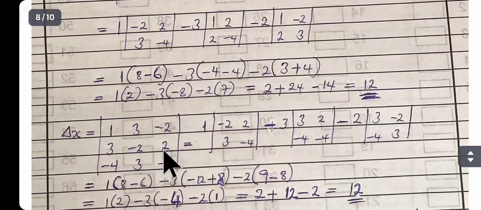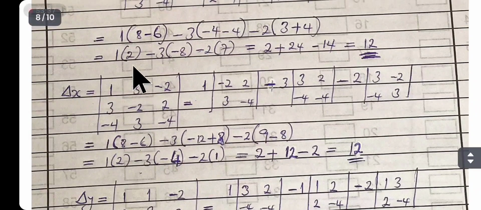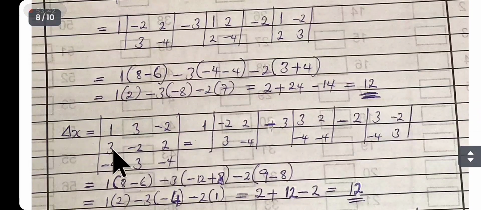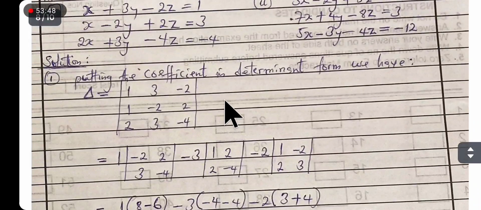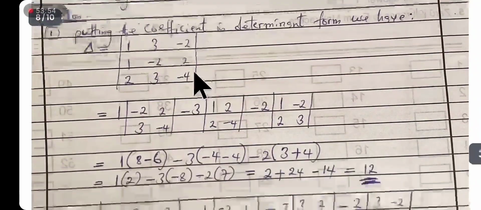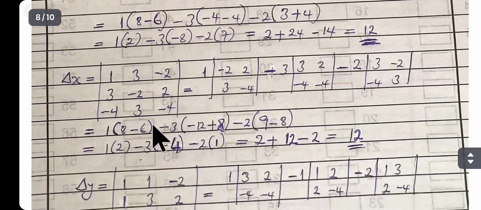Then the next thing, now we have to find the determinant with respect to x. Determinant with respect to x means in the column of x, instead of writing 1, 1, 2, we replace it with 1, 3, minus 4. Where is 1, 3, minus 4 coming from? I have explained it. 1, 3, minus 4 is coming from the constants. Because it's with respect to x, we replace the coefficient of x in the equation by this constant. So the same procedure follows.